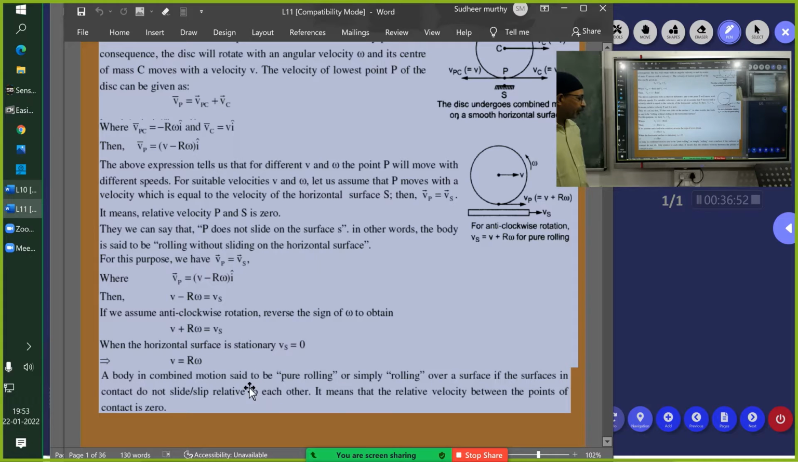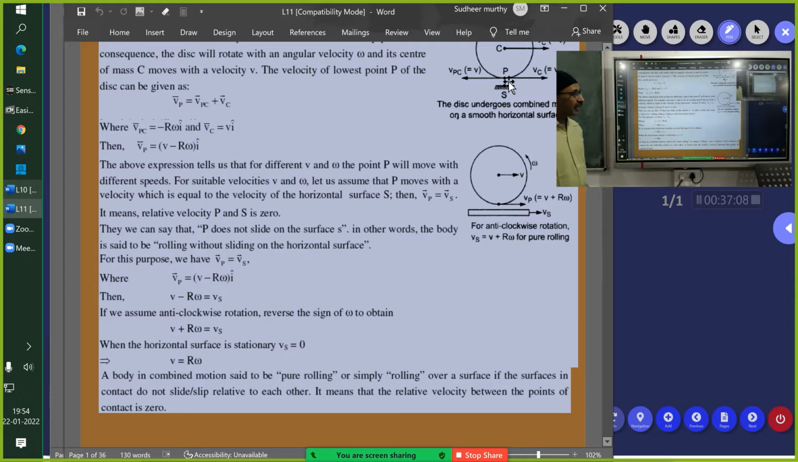The body in combined motion is said to be in pure rolling, or simply rolling over the surface, if the surfaces in contact do not slide or slip relative to each other. It means that the relative velocity between the points of contact is 0.